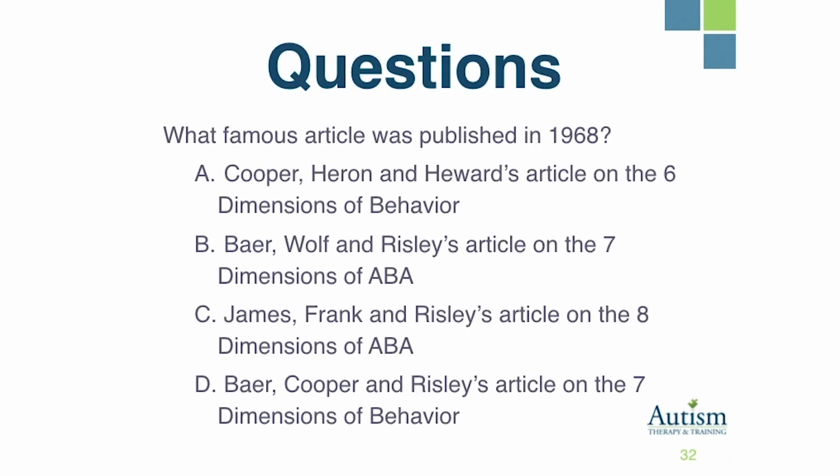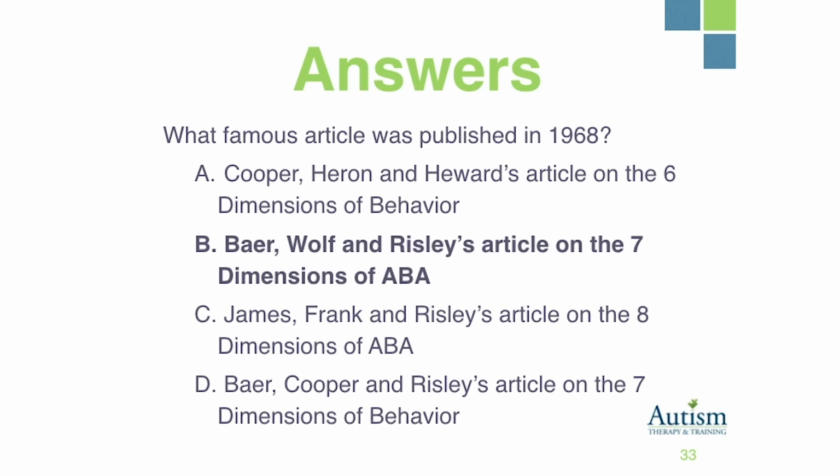Applied. What famous article was published in 1968? A. Cooper, Heron, and Heward's article on the 6 dimensions of behavior. B. Bear, Wolf, and Risley's article on the 7 dimensions of ABA. C. James, Frank, and Risley's article on the 8 dimensions of ABA. D. Bear, Cooper, and Risley's article on the 7 dimensions of behavior. And the correct response is B. Bear, Wolf, and Risley's article on the 7 dimensions of ABA.